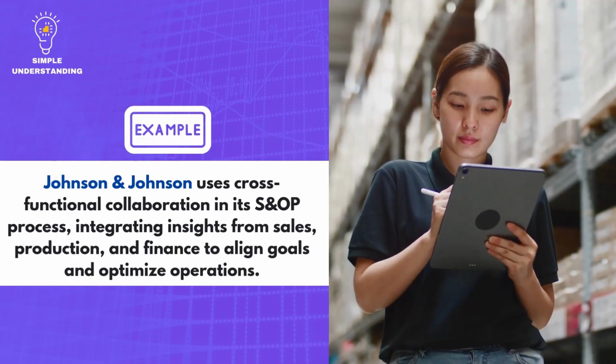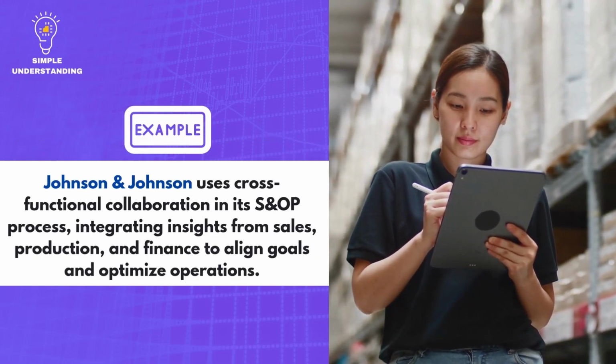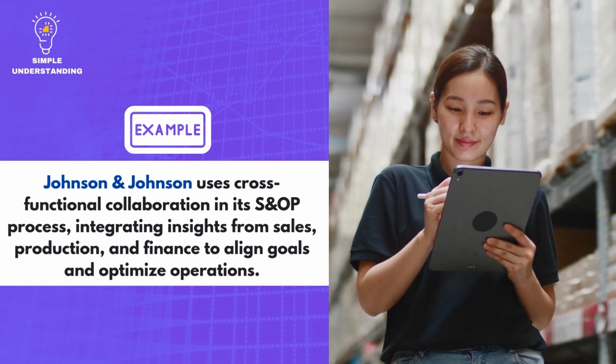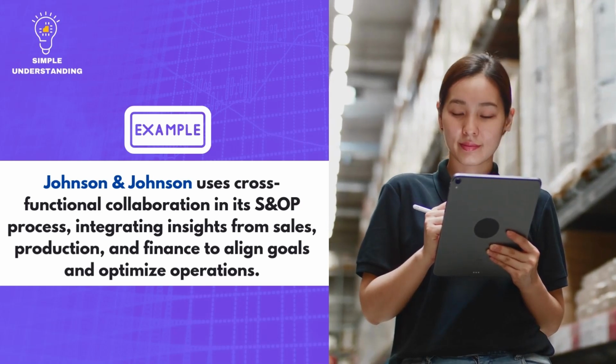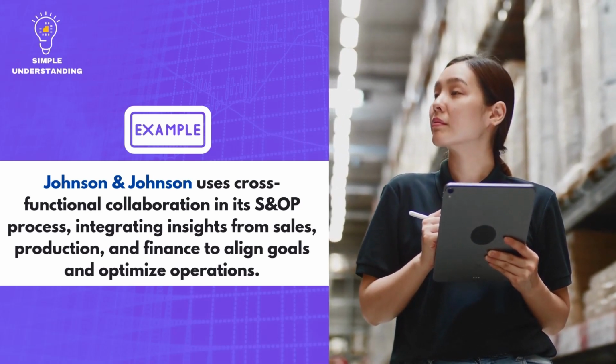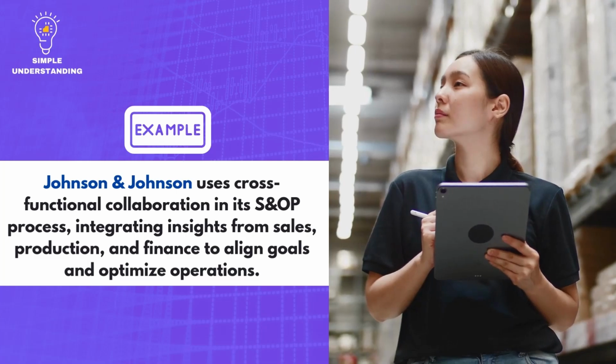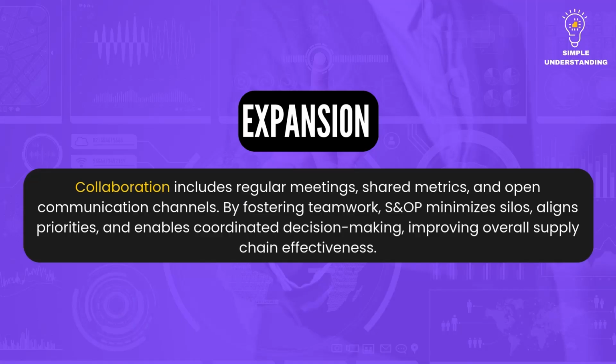Real company example. Johnson & Johnson uses cross-functional collaboration in its S&OP process, integrating insights from sales, production, and finance to align goals and optimize operations. Expansion. Collaboration includes regular meetings, shared metrics, and open communication channels. By fostering teamwork, S&OP minimizes silos, aligns priorities, and enables coordinated decision-making, improving overall supply chain effectiveness.